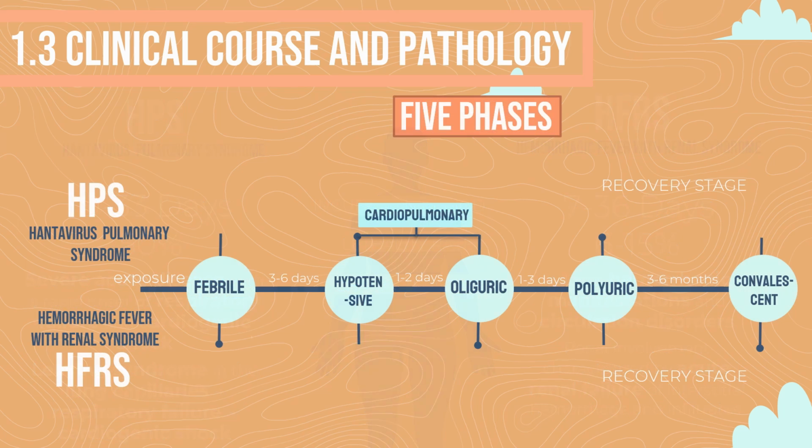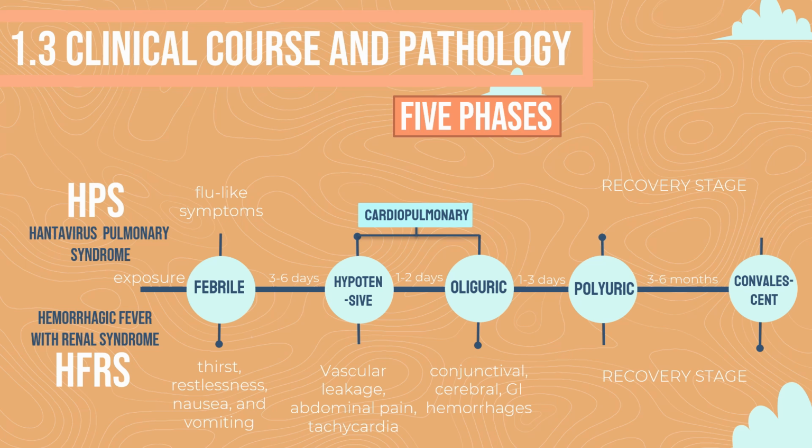There are 5 clinical stages of the hantavirus infection causing HPS or HFRS: the febrile phase, hypotensive phase, oliguric phase, polyuric phase, and convalescent phase. The febrile phase of HPS resembles flu-like symptoms, while that of HFRS includes thirst, restlessness, and vomiting. The hypotensive stage in HFRS shows symptoms of vascular leakage, abdominal pain, and tachycardia.